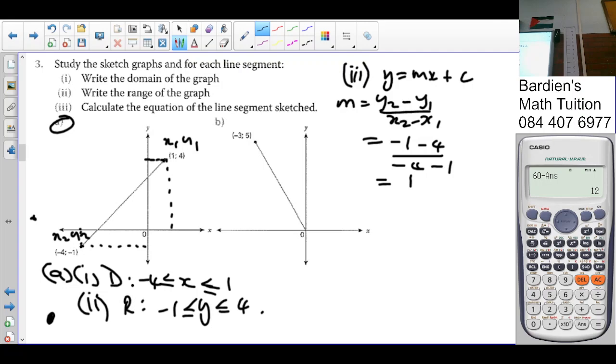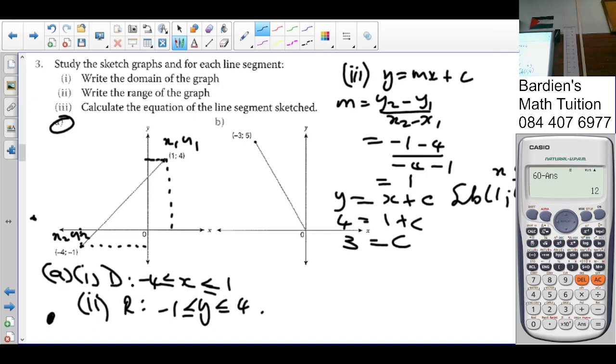Yes. So what do we see now? y equals 1x plus c. To calculate c, I substitute one of the points lying on this graph. So you substitute 1 and 4, that's an x and a y. So 4 is equal to 1 plus c. c is equal to 3. y is equal to x plus 3. Any issues there?